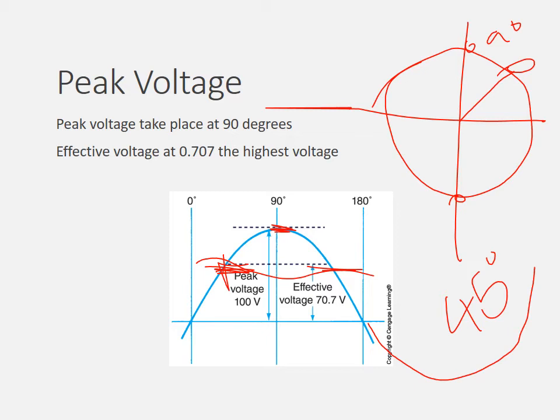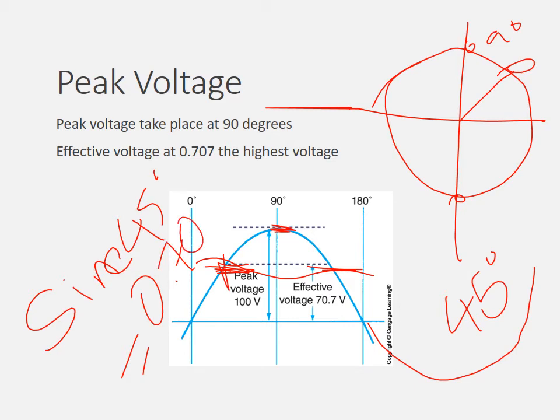If you plug in sine, because my function here is a sine function, sine 45 degrees equals 0.707. So this is my sine. Anything on this function line is represented by sine. So sine 90 is 1. Sine 0 is 0. Sine 180 is 0. Sine 45 is 0.707. Voila.